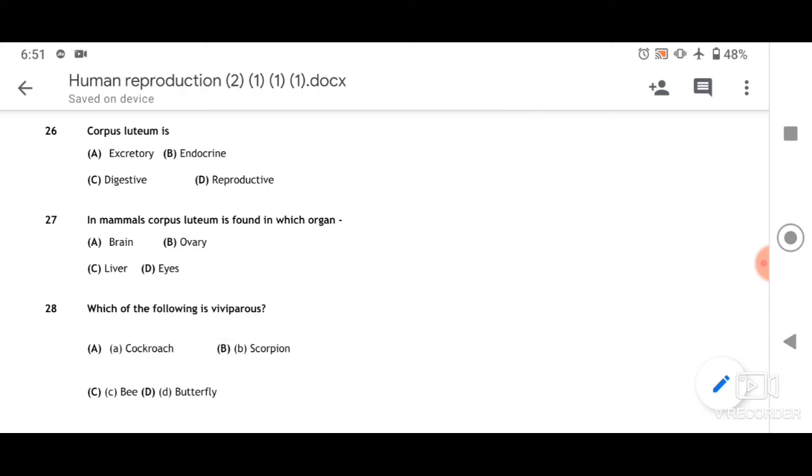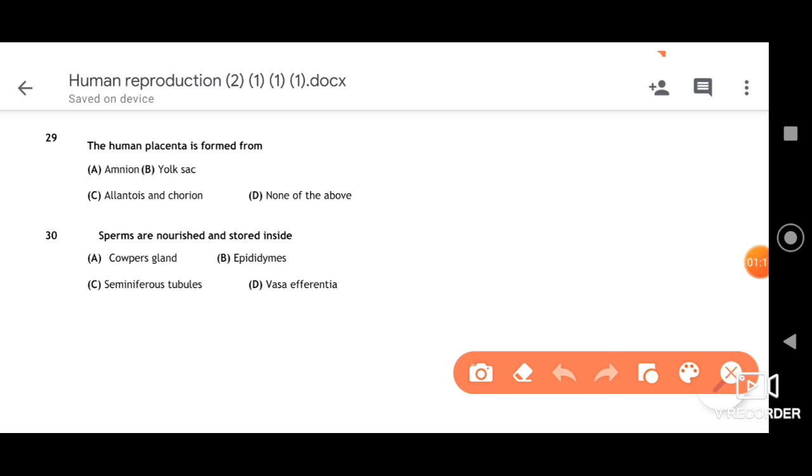Then, dear students, the next question we have here is, the human placenta is formed from. See, again I think this question we have already solved. It is a repeated question. Let me tell you that there are four embryonic layers: yolk sac, amnion, chorion and allantois. These are the four embryonic membranes which are present in the uterus. So, my dear friends, the organic connection between the fetus and the mother, that is the placenta, is formed from both the allantois and chorion. So please go for option C.